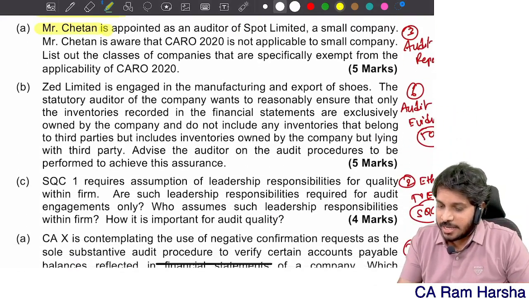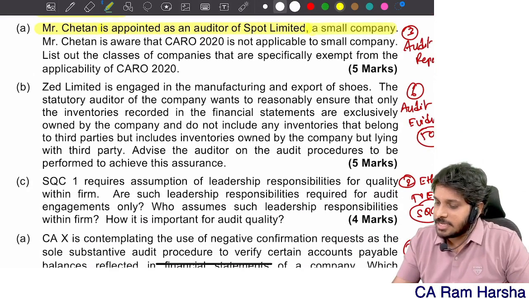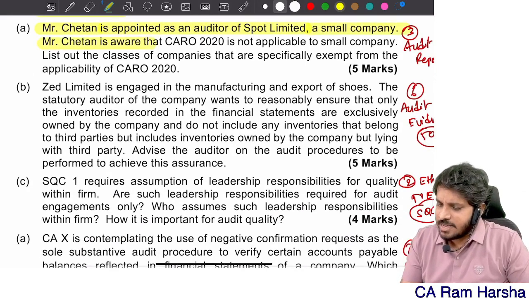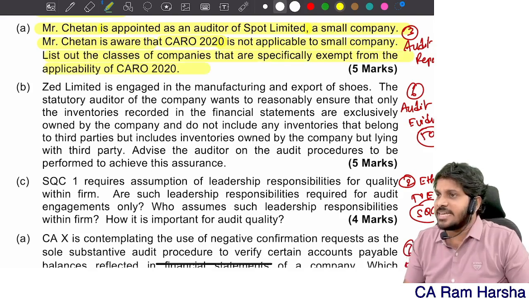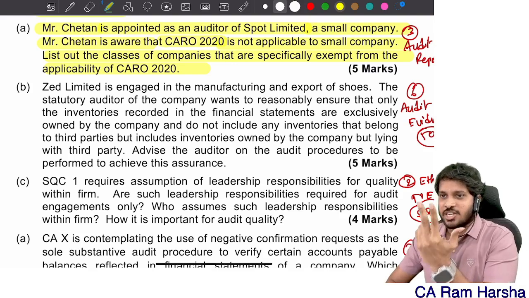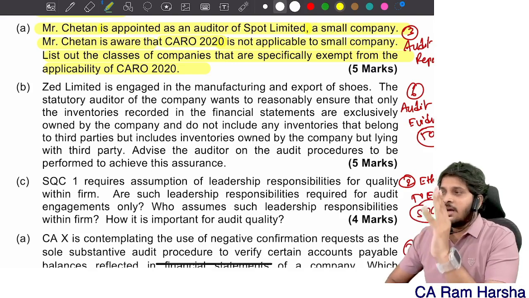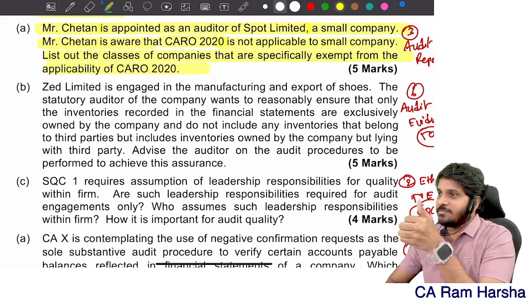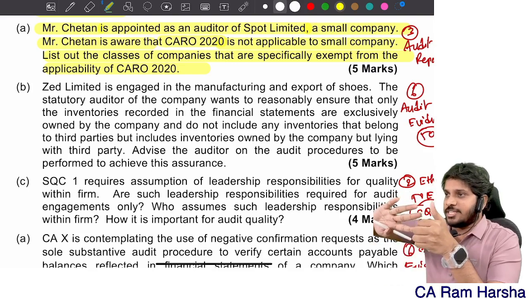Mr. Chetan is appointed as an auditor of Spot Limited, a small company. Chetan is aware that CARO is not applicable to a small company. List out the classes of companies that are specifically exempted from CARO. A banking company, insurance company, Section 8 company, small company, one-person company, private limited company subject to 4 conditions.